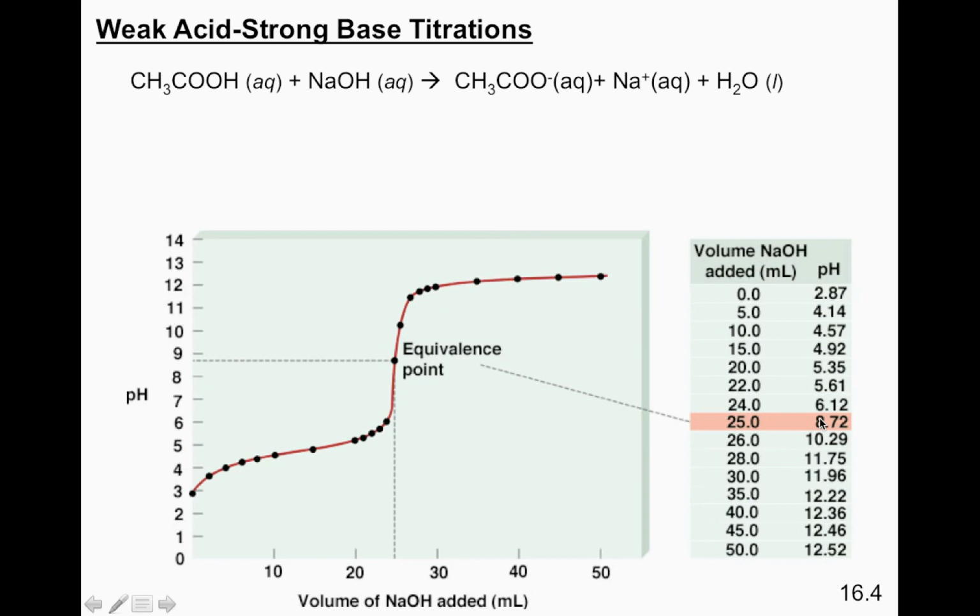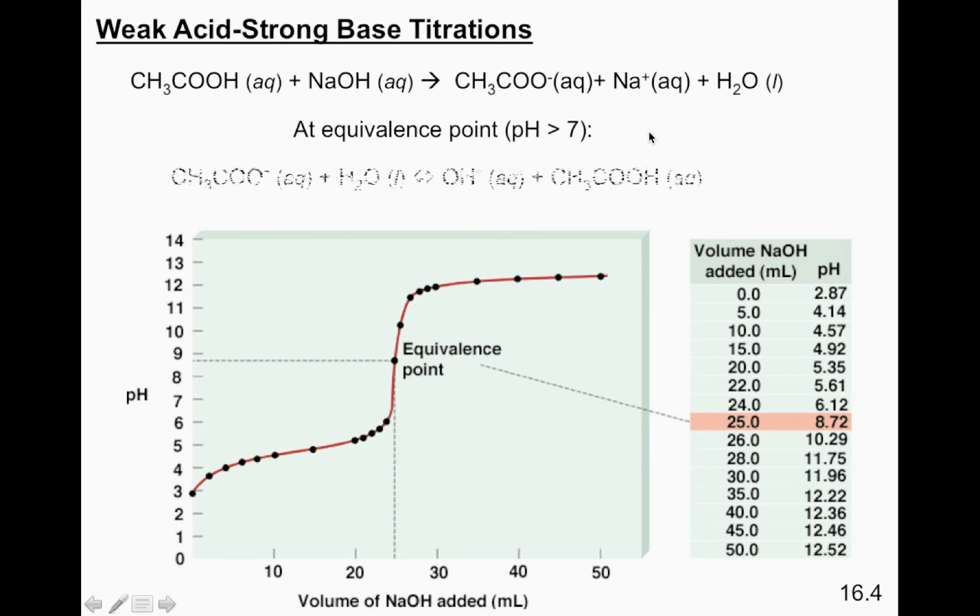So the dyes, we have to pick out a dye that will change pH at whatever range we're looking for. So if we have a weak acid and a strong base, we're going to have a pH above 7. And that's our equations up there.